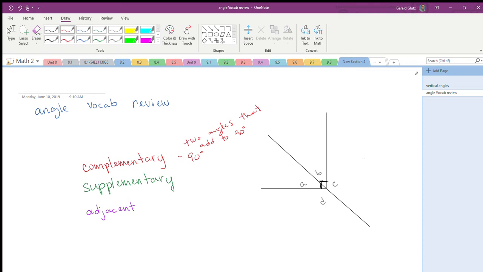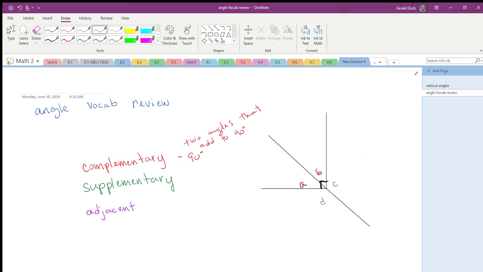So an example of 2 angles that are complementary in this image or this picture that I have to the right would be angle A and angle B. If I added angle A and angle B, the sum would be 90 degrees because this symbol right here is the 90-degree symbol.